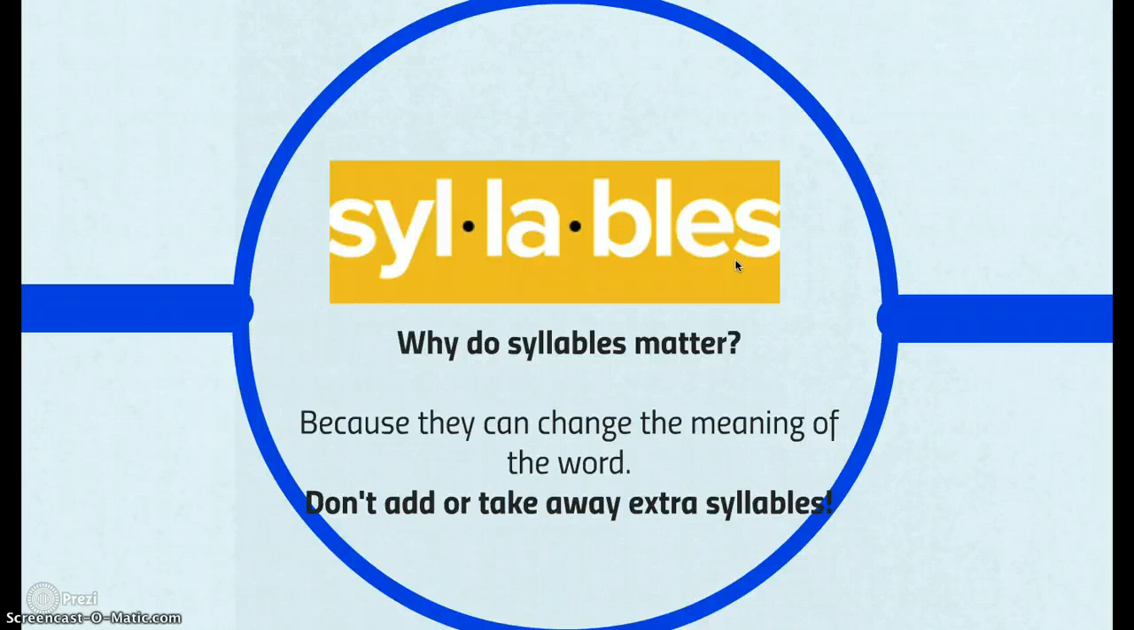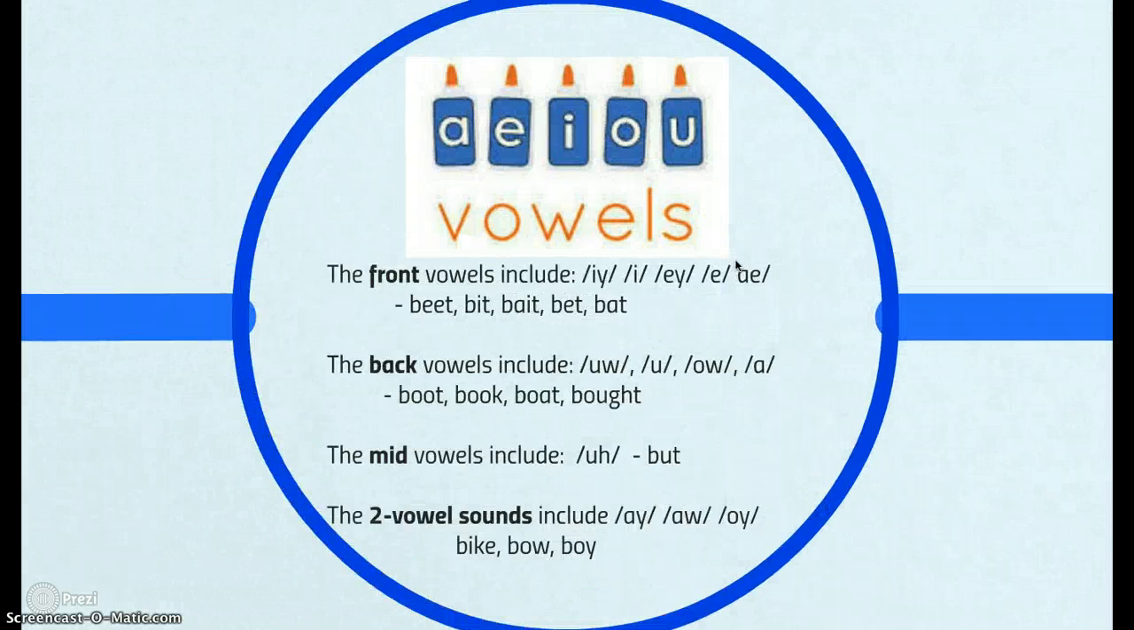Then we looked at syllables. Why do syllables matter? Because they can change the meaning of the word. So remember, don't add or take away any extra syllables, and really focus on how many syllables a new word that you're learning has, because it can be pretty confusing if, for example, you say estate instead of state. They're 2 very different things. Or closes instead of clothes. 2 very different meanings. Next, we looked at vowels, A, E, I, O, and U.